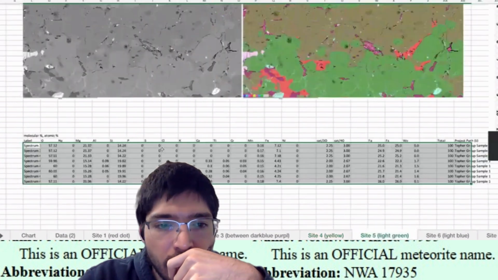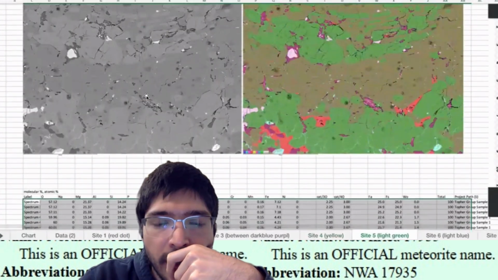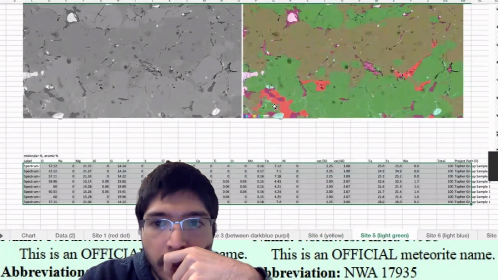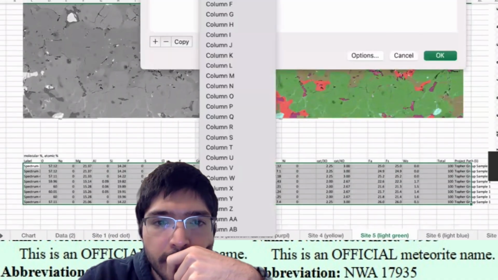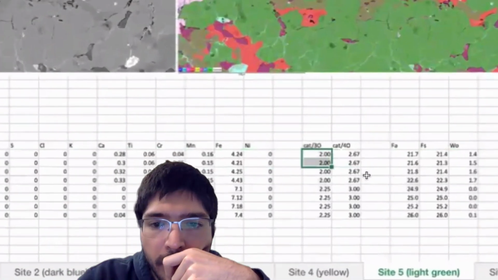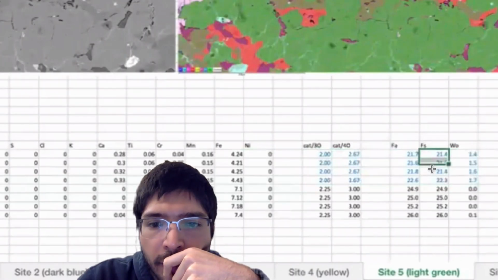And let me just check. Okay, so site 5 was the light green. We could see again olivine, same color, likely same composition. Let me just quickly sort this one more time. And so these are pyroxenes right here. And we can see ferrosilite is very consistent right here.